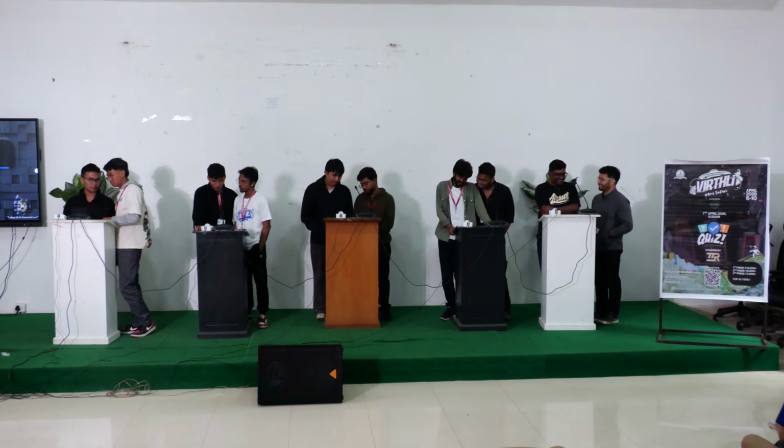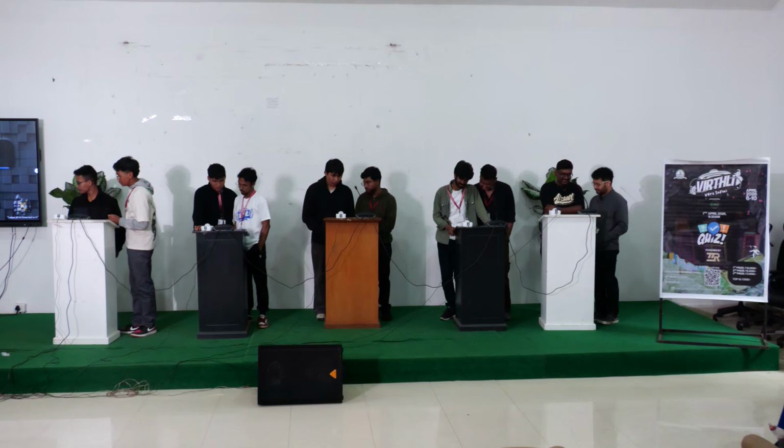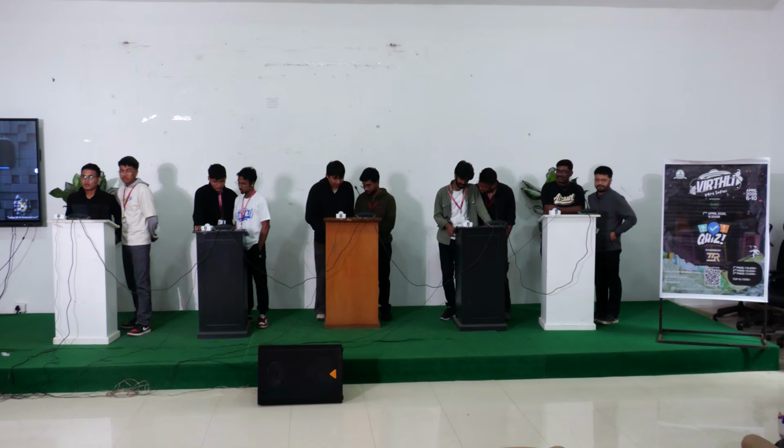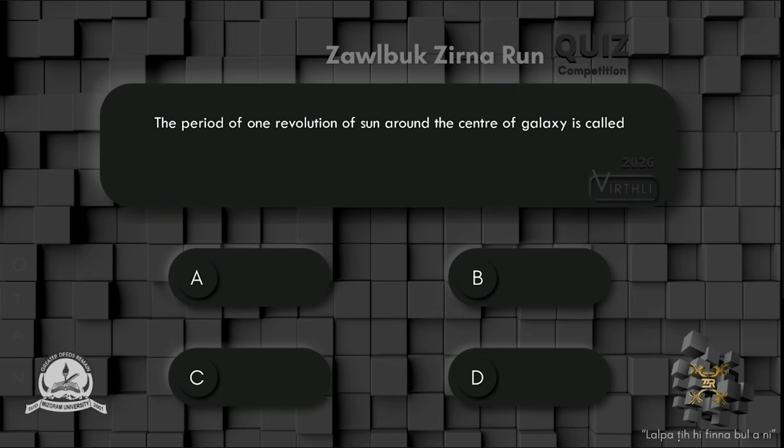Okay, table 3, we're ready, right? Okay, so this is your question. The period of one revolution of sun around the center of galaxy is called A, Parsec, B, Astronomical year, C, Cosmic year, and D, Light year. And your time starts now.